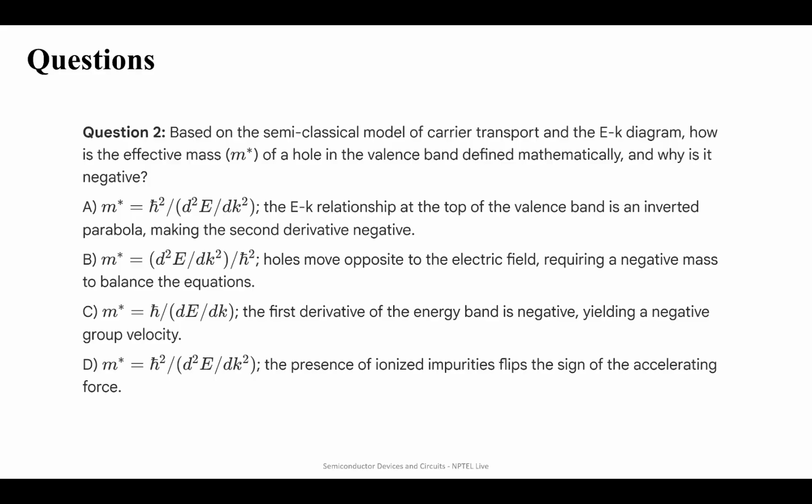Option C, m star equals h bar by dE by dk. The first derivative of the energy band is negative, yielding a negative group velocity. Option D, m star equals h bar square by dE square by dk square. The presence of ionized impurities flips the sign of the oscillating force.